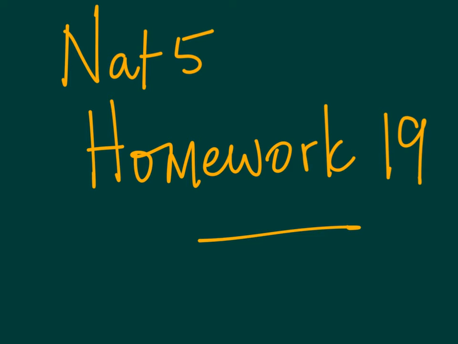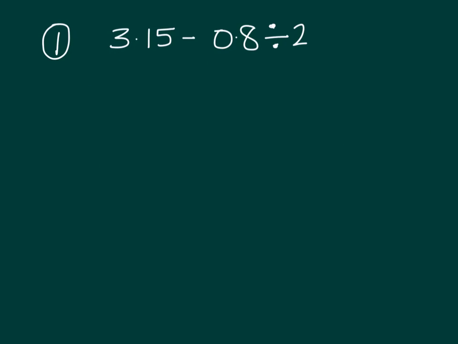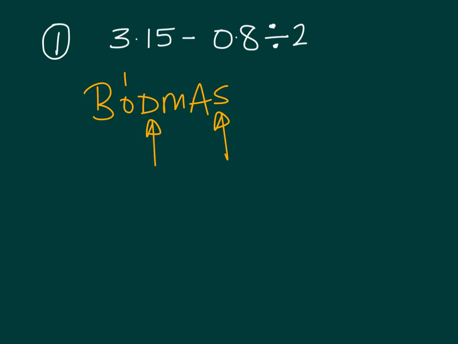Okay guys, here we go with homework sheet 19, some hints. First of all, question 1. Now we're going to use BODMAS, some people call it BIDMAS, okay, but the important thing is that we do the division before we do the subtraction. So the first thing we're going to do is the divide sum, get the answer for that, and then do the takeaway sum.